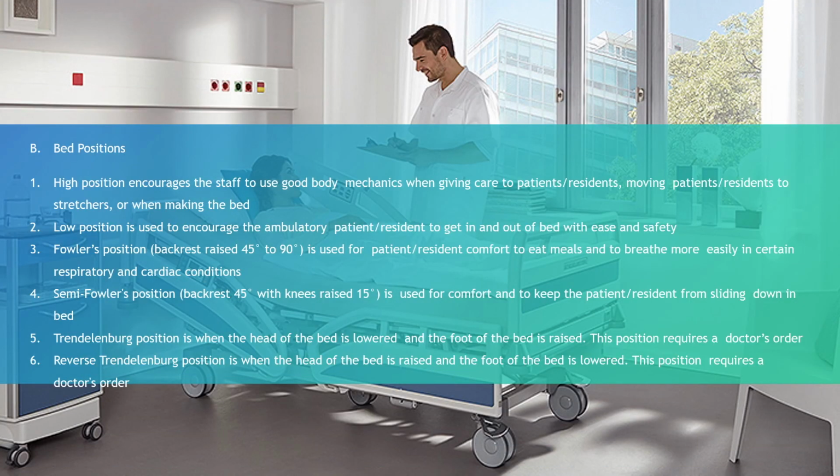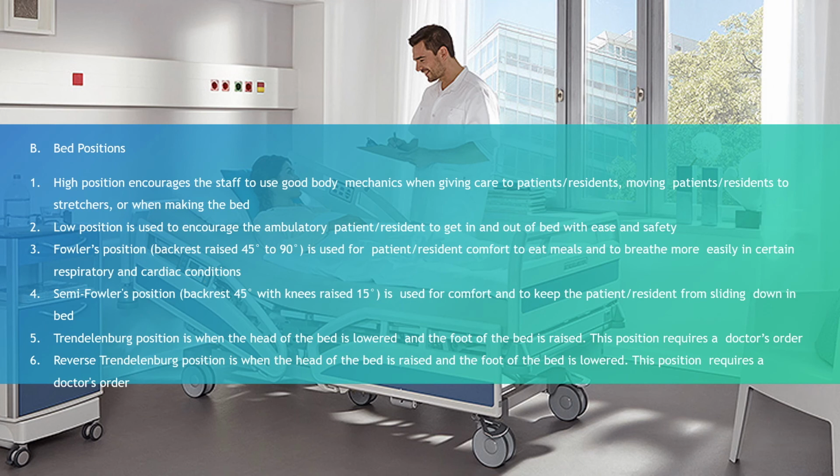Bed positions. High position encourages the staff to use good body mechanics when giving care to patients or residents, when moving patients or residents to stretchers, or when making the bed. The low position is used to encourage the ambulatory patient or resident to get in and out of bed with ease and safety.